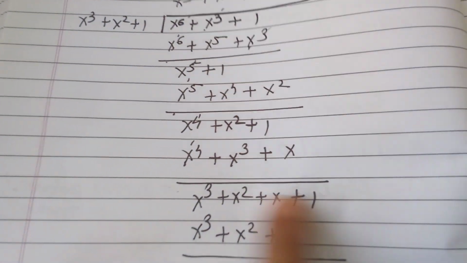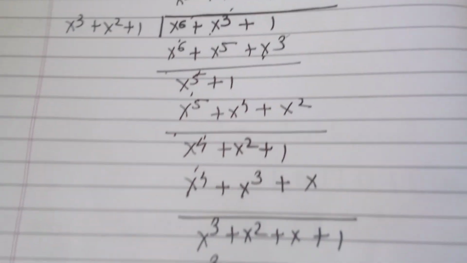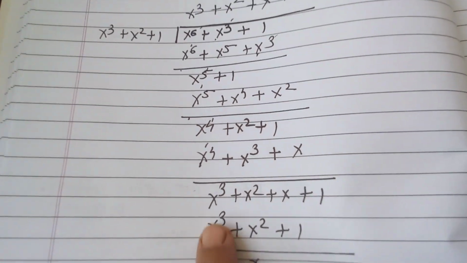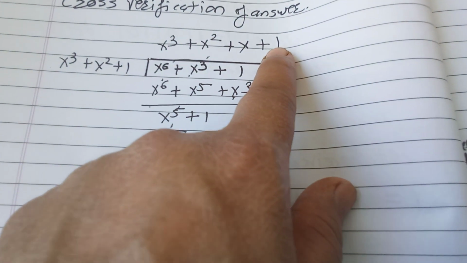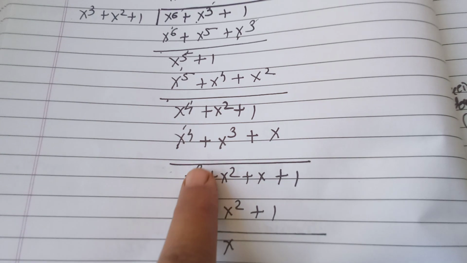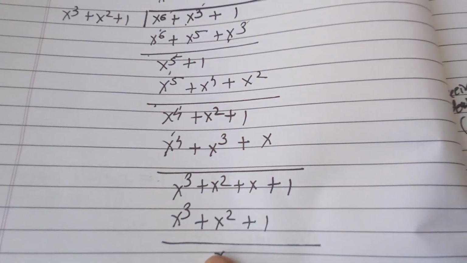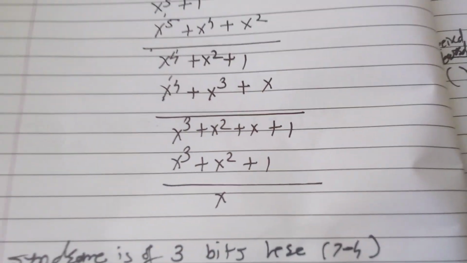You have to write in descending order always, otherwise you will not get the quotient correctly. Then x^3 divided by x^3 is 1. So the quotient will be 1. So multiply 1 with all these terms, that will be x^3 plus x^2 plus 1. Similarly, x^3 gets cancelled out, x^2 gets cancelled out, 1 gets cancelled out, the remaining is x. So this is your syndrome.